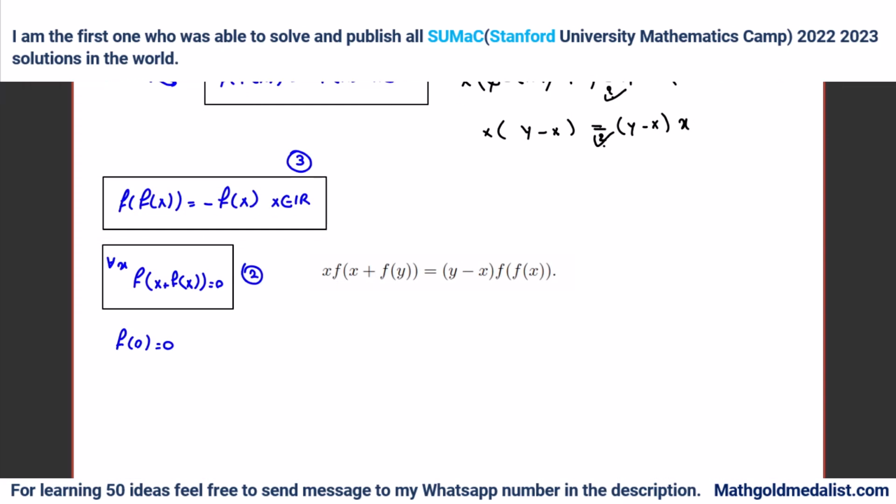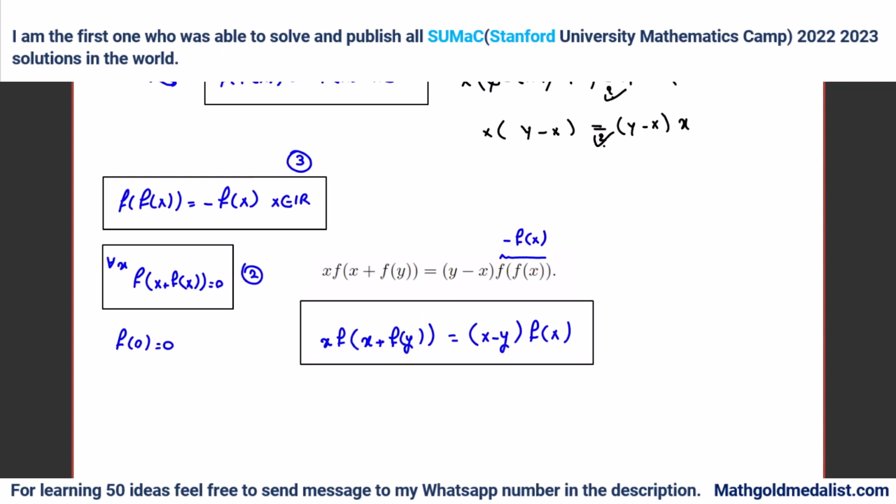Teacher, I don't know what substitution to make. Okay, so let's substitute. We found f of x is negative f of x, right? So you can replace this with negative f of x, right? So f of x plus f of y is equal to x minus y times f of x, right? Do you agree it's better than this one? Because we don't have f of x, it's simpler, right? Okay, we call this one our fourth result.